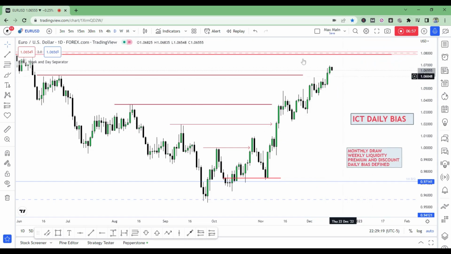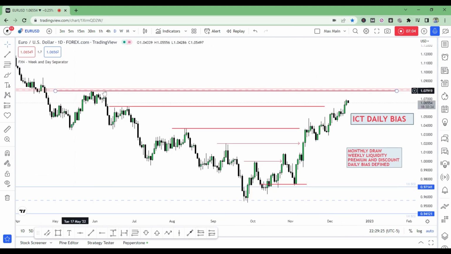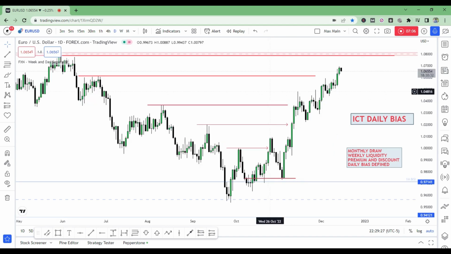We can look at this monthly draw. So we are drawing towards this monthly. This market is coming to this monthly objective and taking out this weekly liquidity. But before it gets there, it has to come from a discount level, then rise higher into a premium, then back to a discount, to a premium. So that's how you define your daily bias.